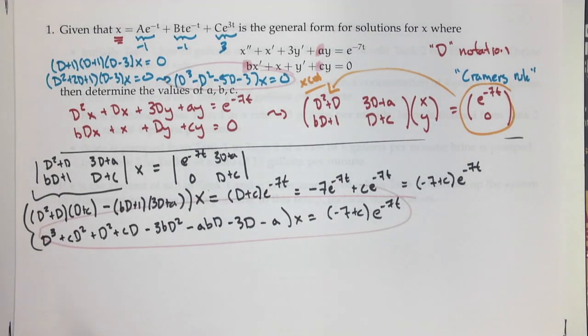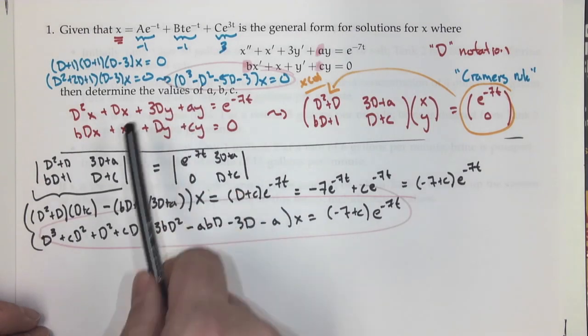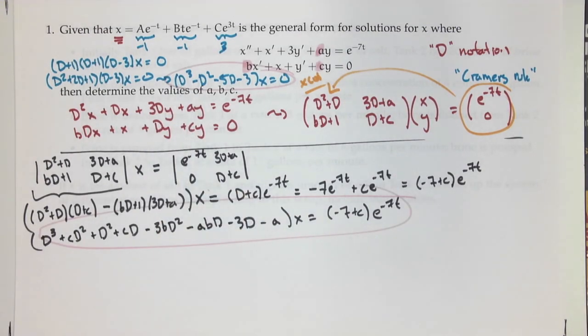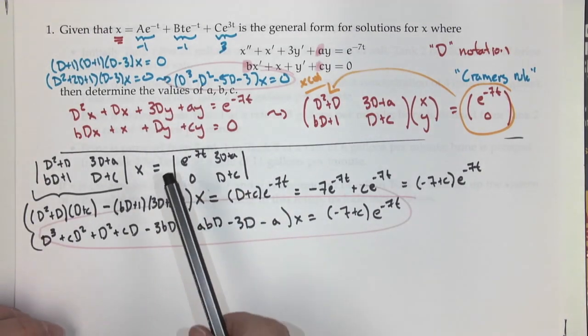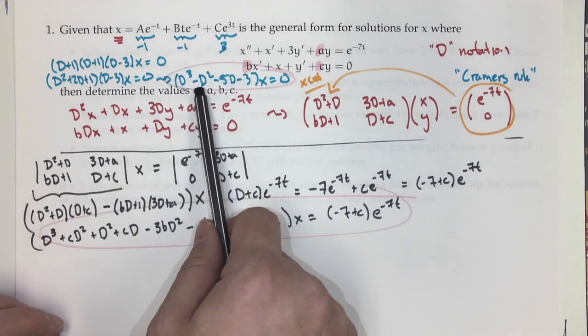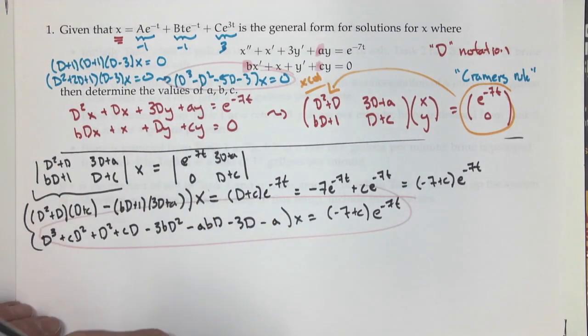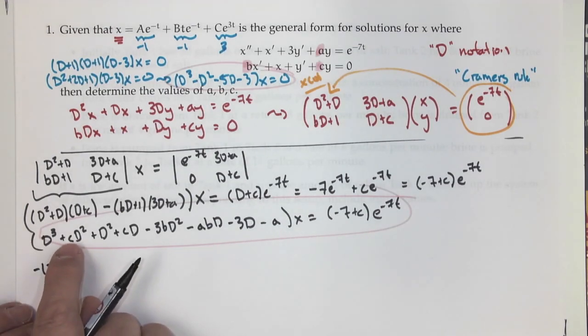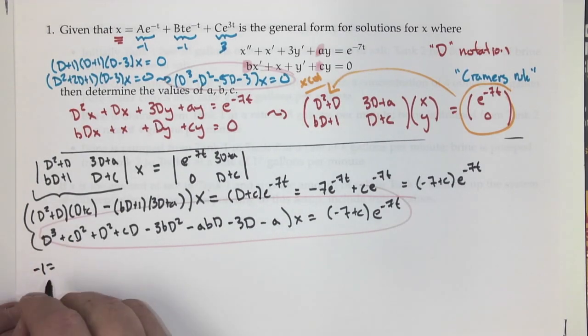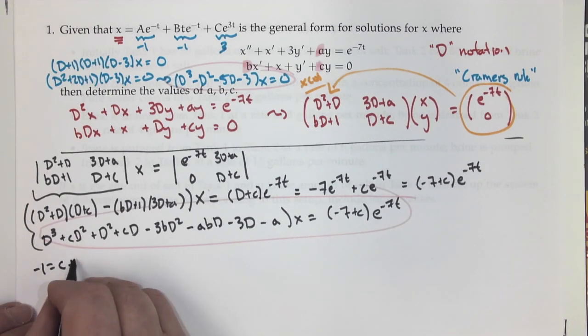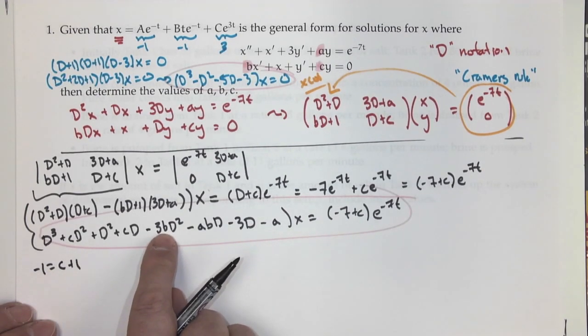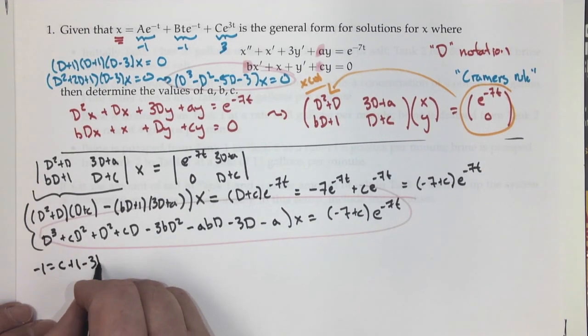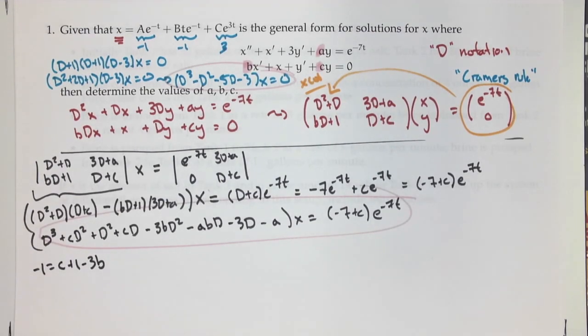Matching. Okay, well, d cubed matches d cubed. Great. Wonderful. What's our coefficient for d squared on top? Negative 1. What's our coefficient for d squared? Well, there's a couple things. There's a c, a 1, and a minus 3b, and there we go. Now we have our relationship there.